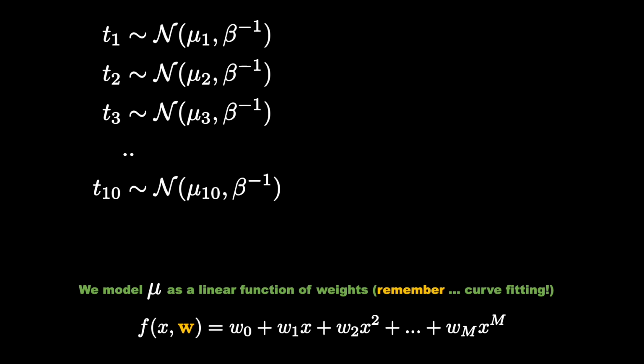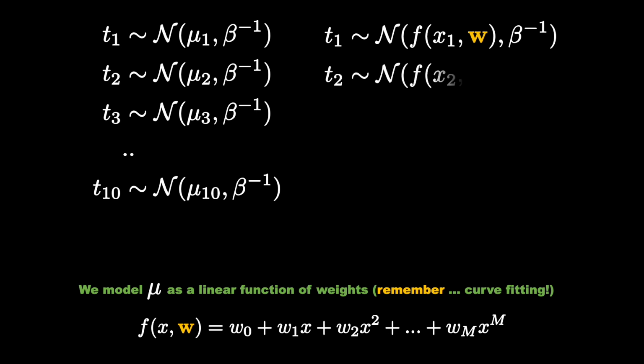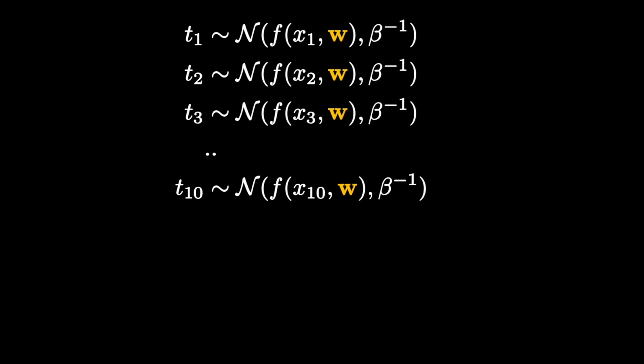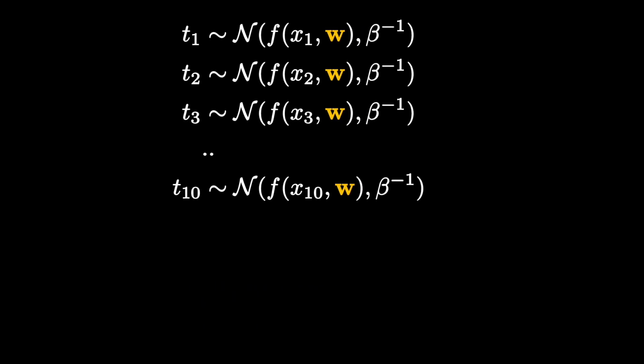Thanks to the linear model for the value of mu, we can now write our formulation of distribution in this form as well. Essentially, I have replaced mu with the linear function of the weights. And we can do the same thing for the rest of the variables as well. And this is the final form that we will use to represent our target random variables.